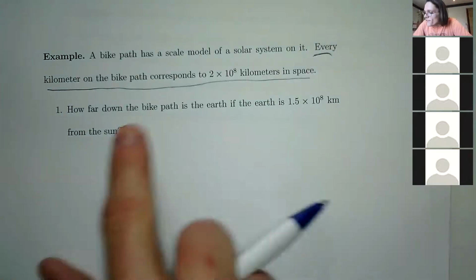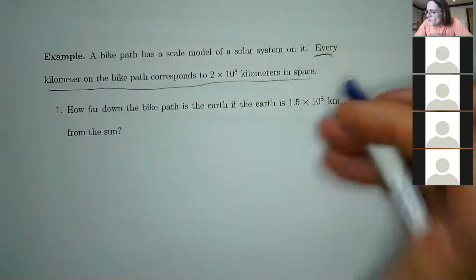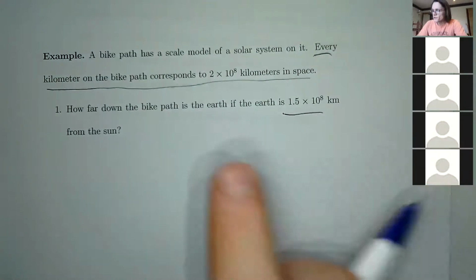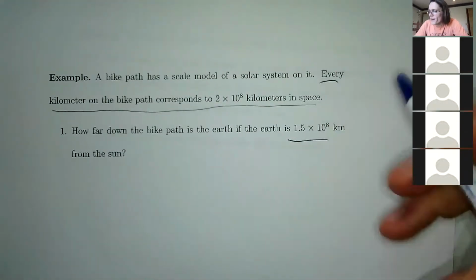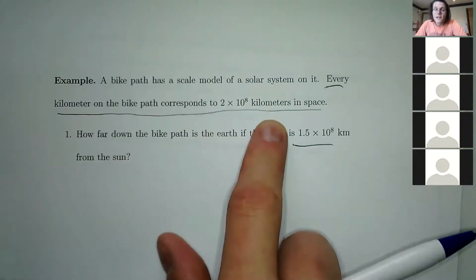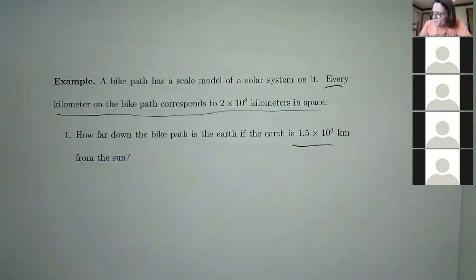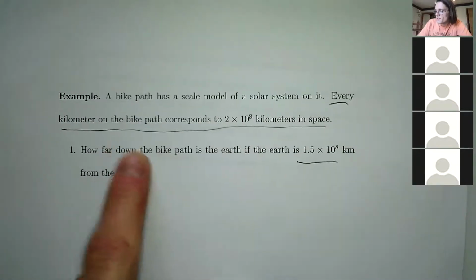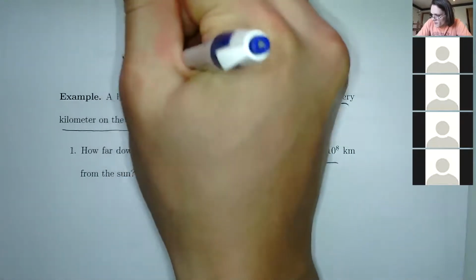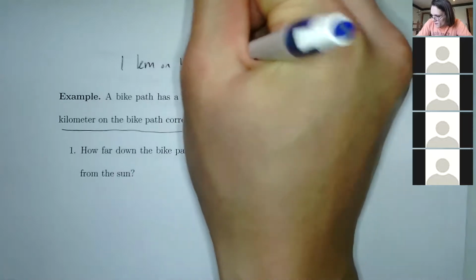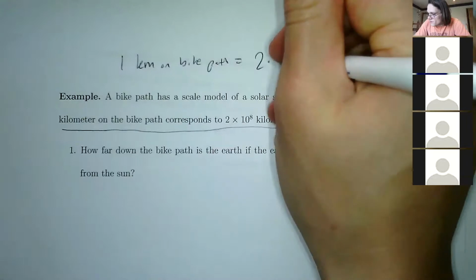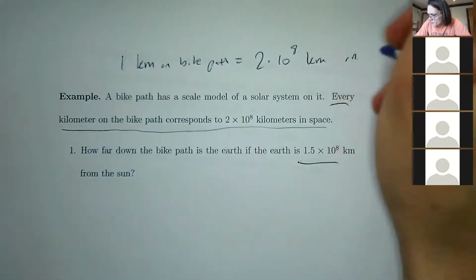So how far down the bike path is the Earth, if the Earth is 1.5 times 10 to the 8 kilometers from the sun? So it's kind of fun. This is the important part: every kilometer on the bike path is equal to this many kilometers in space. So essentially it's a unit conversion, from kilometers on the bike path to kilometers in space. I'll write it up here: 1 kilometer on bike path equals 2 times 10 to the 8 kilometers in space.